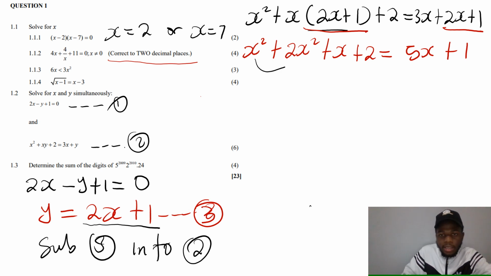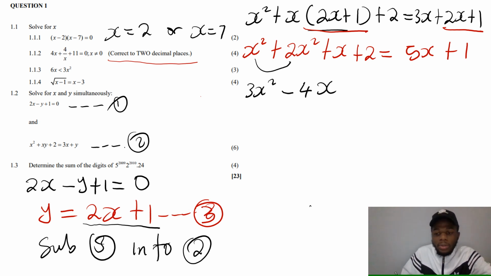Then we're having like terms here. x squared plus 2x squared is going to give us 3x squared, and then x. If you take 5x to the left hand side, it's going to be minus 5x. x minus 5x is going to be minus 4x, and then 2. Then when you take 1 to the left hand side, it's going to be minus 1. 2 minus 1 is going to be plus 1 equal to 0.